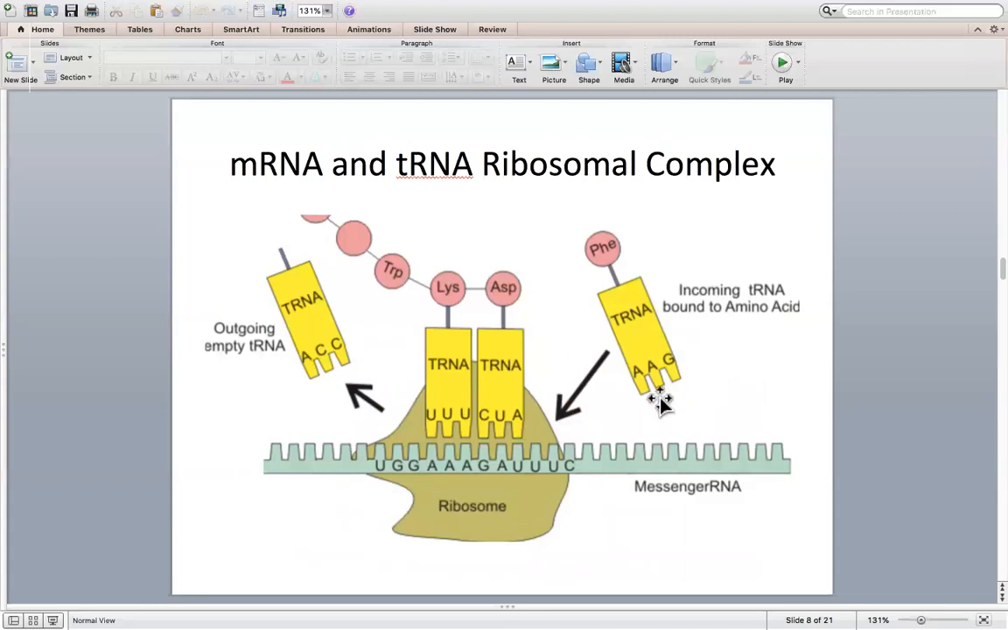And so this is just a picture that diagrams the complex together. Here we're going to see both the mRNA and the tRNA meeting at the ribosome complex. So this would be probably when translation begins to occur over here.